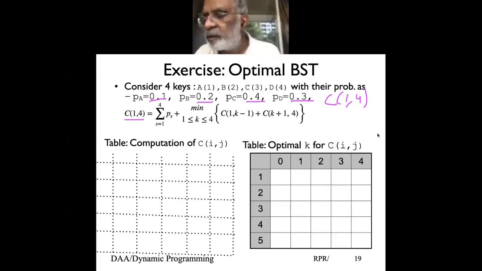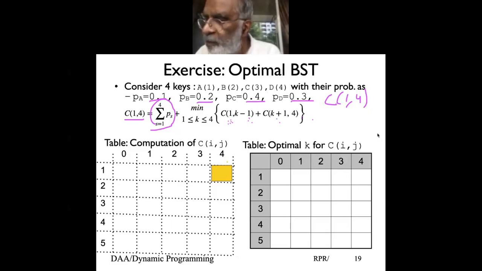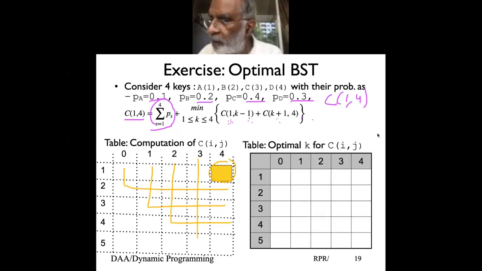C1,4 is the sum of probabilities, which is 1, plus the min of all the 4 possibilities, 1 to k minus 1, k plus 1 to 4. So that means 1 to 0, 2 to 4, then 1 to 1, 3 to 4, and so on. So now look at what we really get here. We want to find C1,4. This is what we want to find. So this will depend upon this and this, this and this, this and this, and this and this. This is what it will depend upon, and that's what we'll compute.